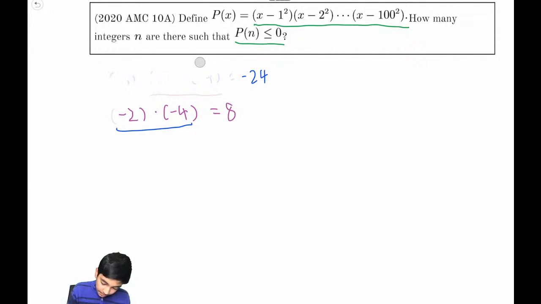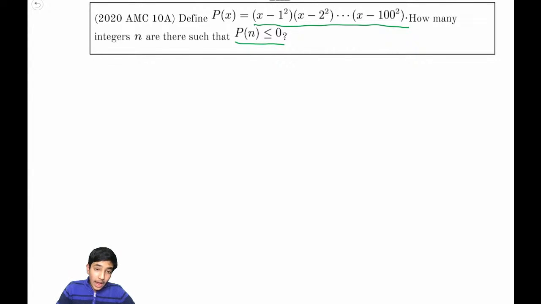Okay, so hopefully that made the problem statement clear. So now the first case is we have 99 numbers be negative. Because with 99 numbers negative and 1 positive, we have a negative number overall. How can we have 99 terms negative? Well, the number x has to be between 1 squared and 2 squared, and it has to be inclusive, because remember, p of n is less than or equal to 0, meaning it's okay if it's equal to 0. So x can be between 1 squared and 2 squared inclusive. If it's 1 squared or 2 squared, then the expression is going to be 0.